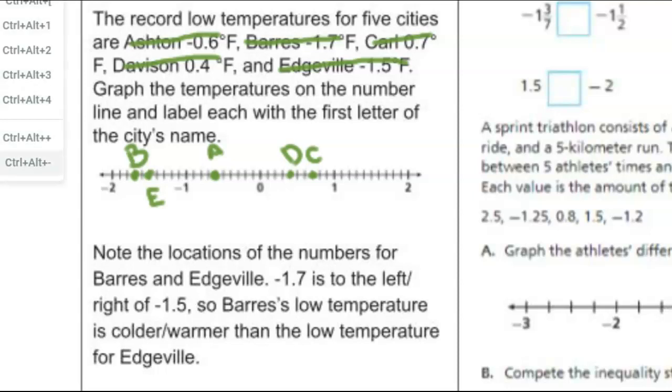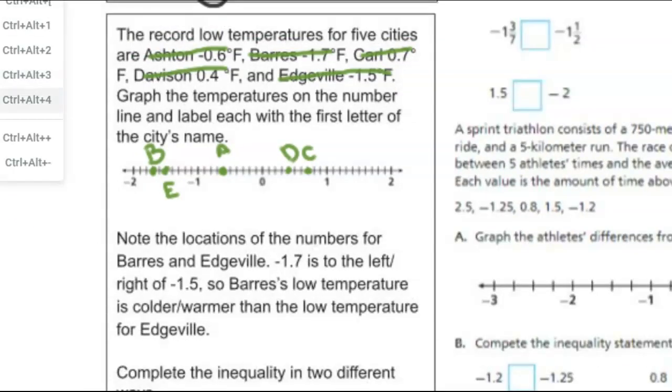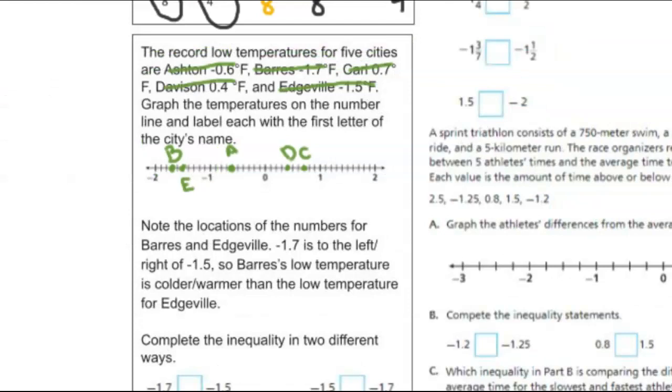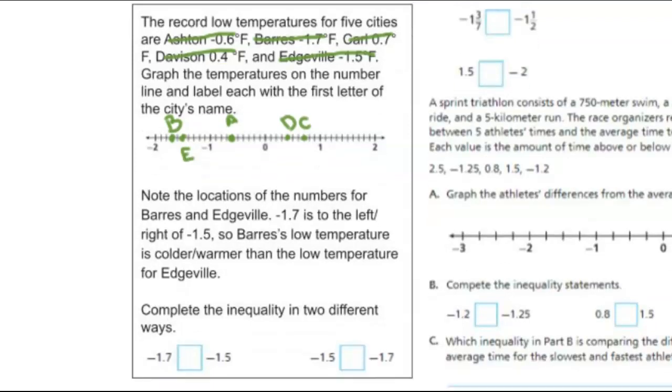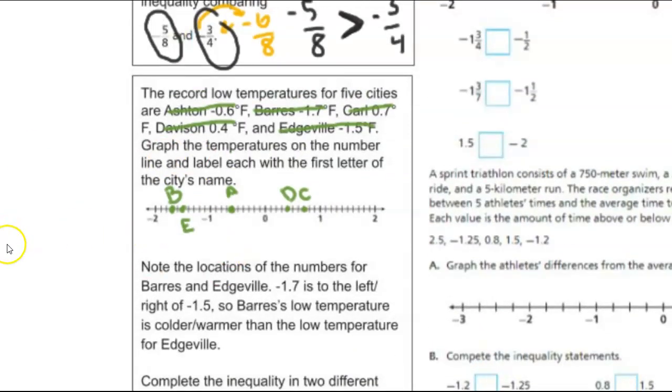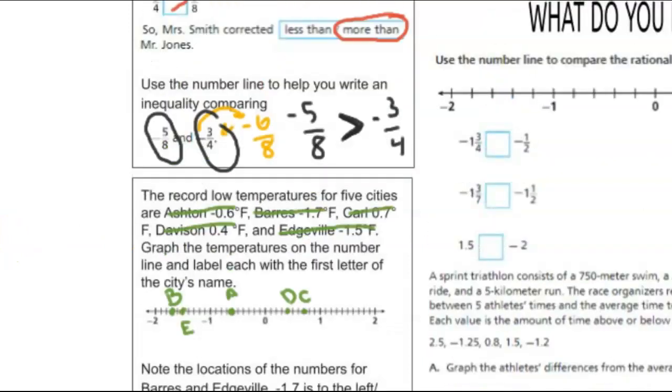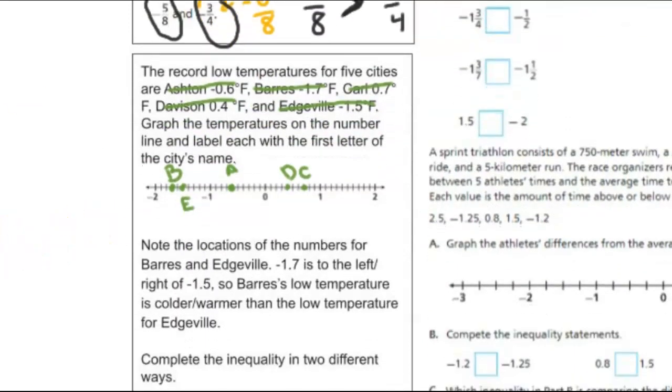And I'm going to zoom out slightly because we're zoomed in really far right now. If you need to go back into the zoom part to look at the number line, make sure you're doing that. Okay, note the locations of the numbers for Bars and Edgeville. Sorry, my scrolling's not working well. Bars and Edgeville, they're right here on the left-hand side. They're pretty close together.